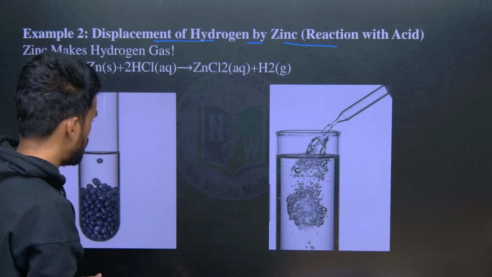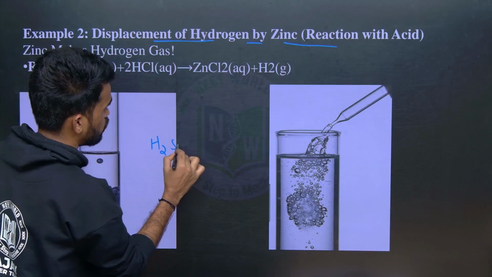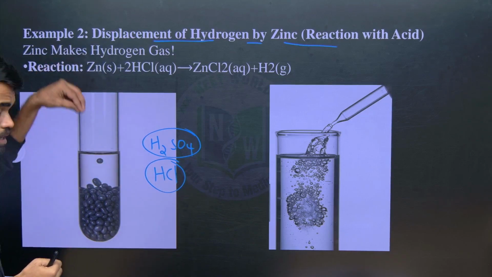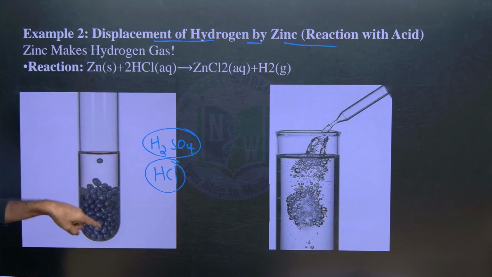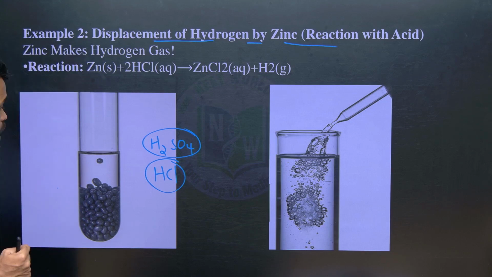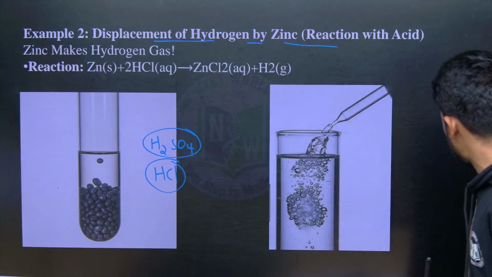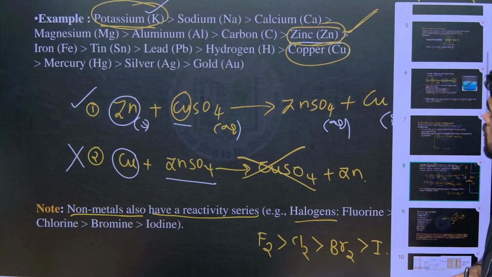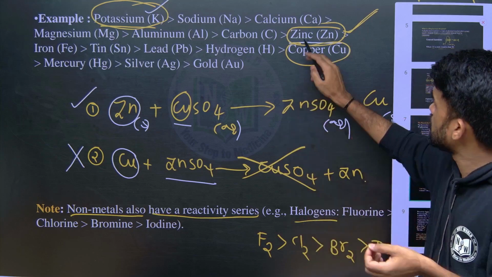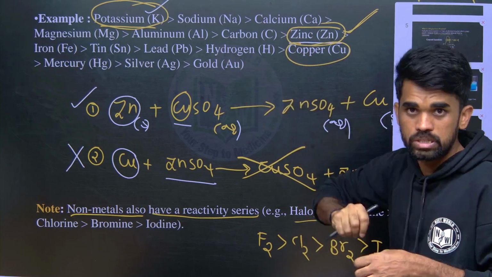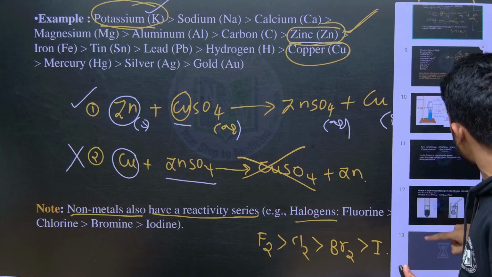You can take H2SO4 or HCl. Any of these acids you can take. And what things are there in this test tube now? We have acid as well as zinc granules. Now if you look into this reactivity series, look here, zinc is at the top. It means zinc is more reactive than hydrogen, right? So zinc is more reactive than hydrogen.